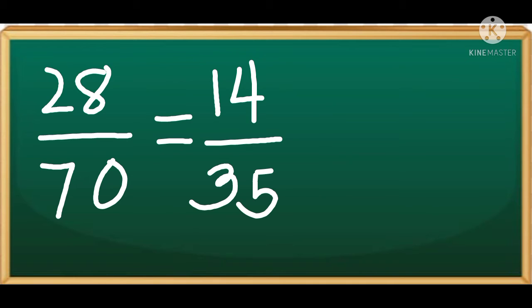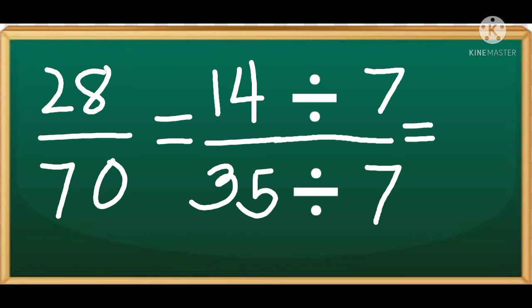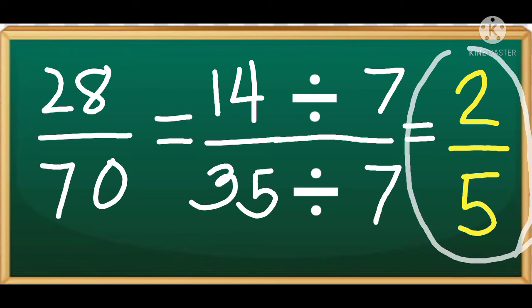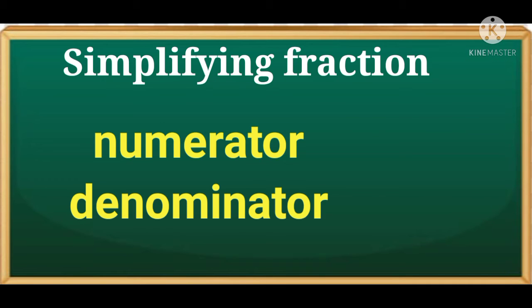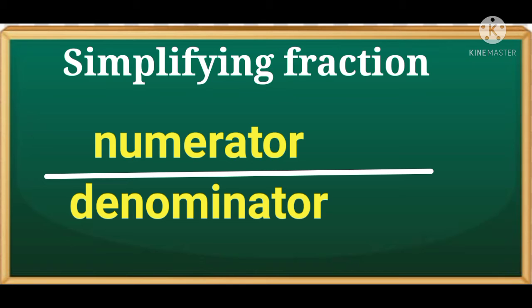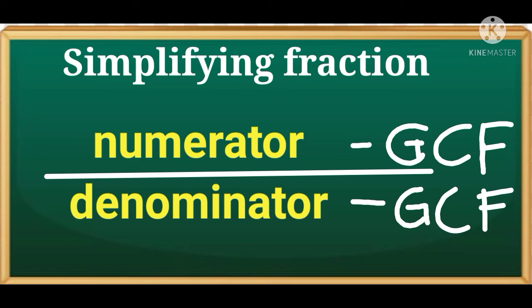Now let's think for another number that can be divided by 14 and 35. Let us have number 7. 14 divided by 7 is equal to 2, and 35 divided by 7 is equal to 5. Since there will be no number that can be divided by 2 and 5, our final answer is 2 over 5. To simplify a fraction, divide both the top and bottom by the greatest common factor or GCF. It is the highest number that divides exactly into 2 or more numbers.